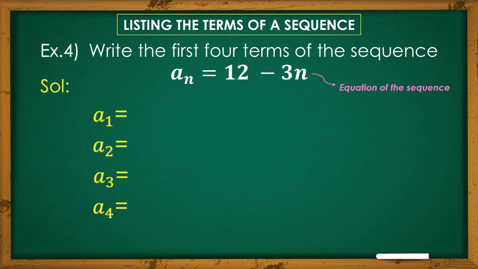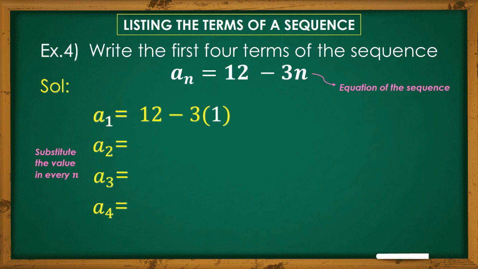Dahil hinahanap natin yung first 4 terms, ililista natin na ang hinahanap natin ay yung a sub 1, a sub 2, a sub 3, hanggang a sub 4. Let's start by substituting the value in every n. So, ang a sub n ay naging a sub 1, kaya yung 12 minus 3n ay magiging 12 minus 3 times 1. Ganun din yung gawin natin sa a sub 2.